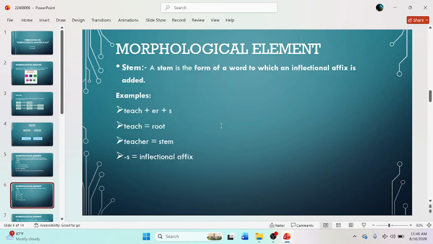The second morphological element is stem. A stem is the form of a word to which an inflectional affix is added. Let's take some examples. The first example is teachers. Teachers contains three parts, teach plus er plus s. Teach is the root and teacher is the stem. S is the inflectional affix.